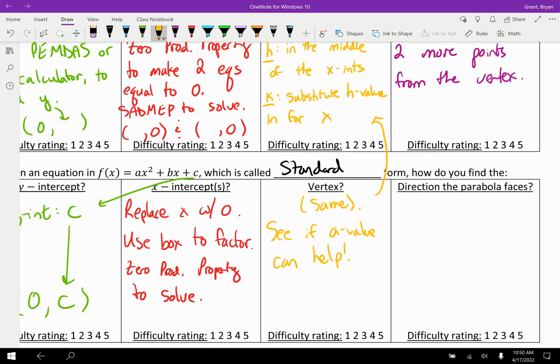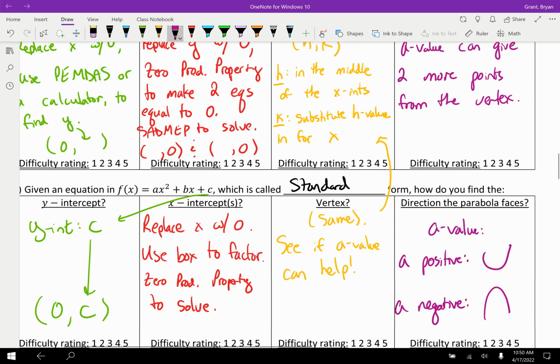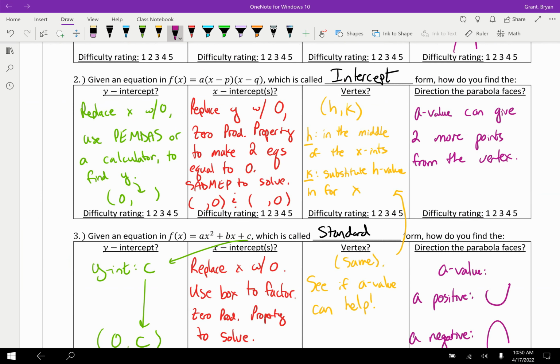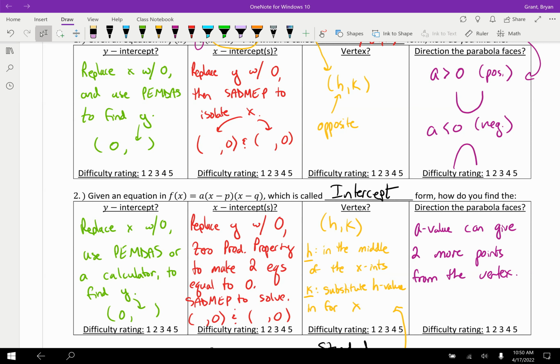And then last but not least, how do we know what direction the parabola faces? Well, we use the a value, right? If a is positive, then we know the parabola goes up. And if a is negative, we know that the parabola goes down. Okay, so we have 4, 8, 12 different ways, or methods, we need to understand.